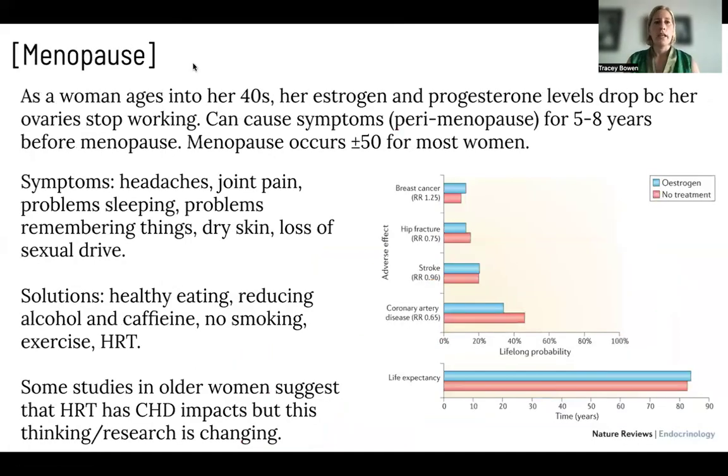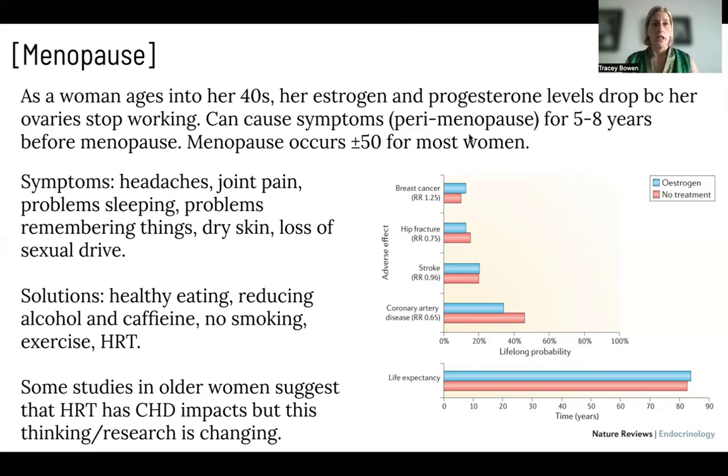So women, as they approach their 40s, their estrogen levels and progesterone levels drop because their ovaries stop working. And so over time, they're going to go towards menopause. This process in the 40s can start causing symptoms of perimenopause, and they can continue for 5 to 8 years, where hormone fluctuations are just kind of all over the place. It's like being in puberty, but backwards. And menopause typically happens around 50 years of age on average for most women, and that's most women of all racial backgrounds.